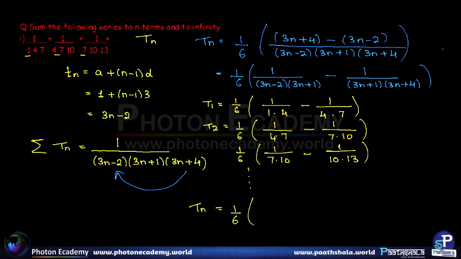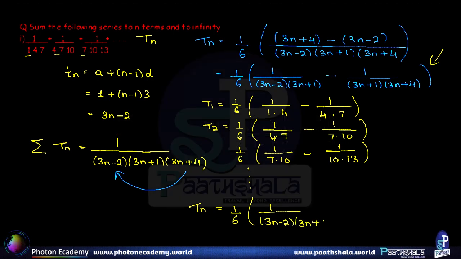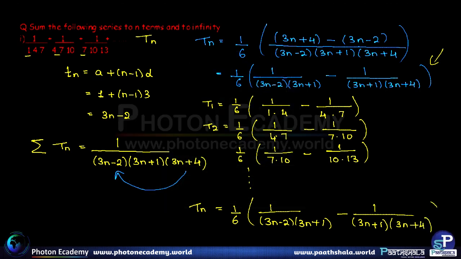So that is 1 upon 3n minus 2, 3n plus 1, minus we have 1 upon 3n plus 1 into 3n plus 4. Okay, so we can clearly see over here that the alternate terms are getting cancelled. So this will get cancelled, this will get cancelled. So we are just left with the first term and the last term.